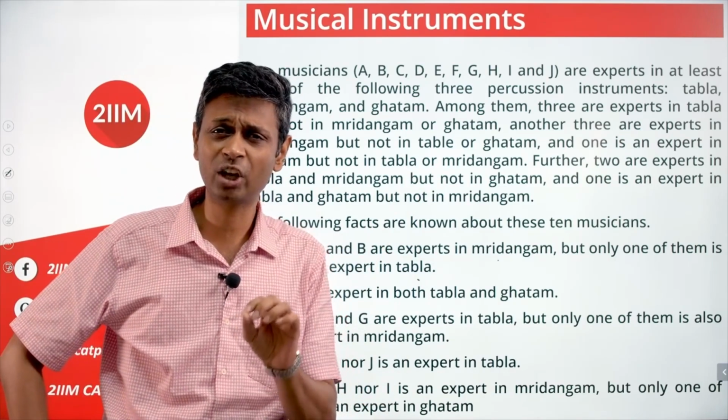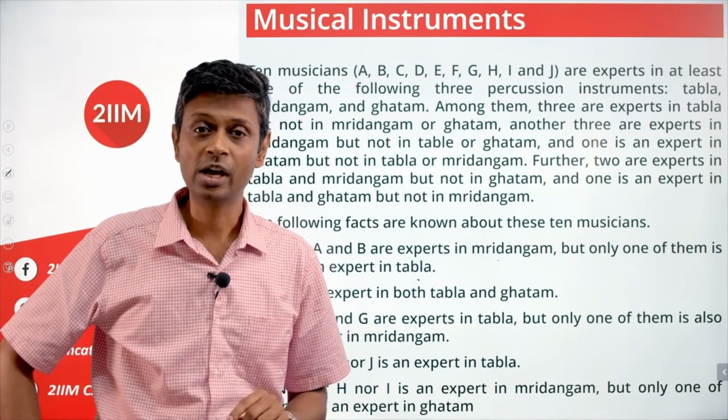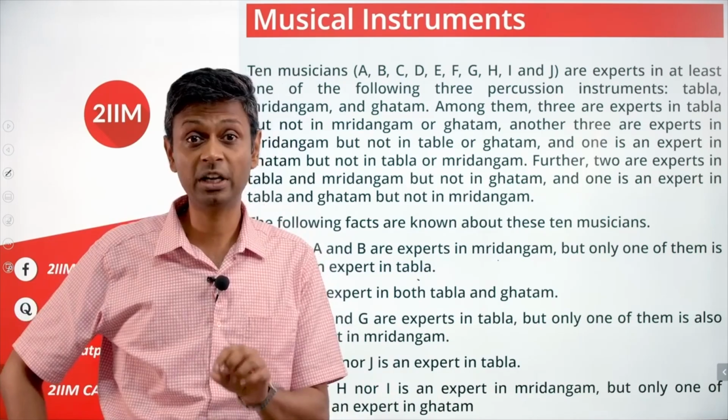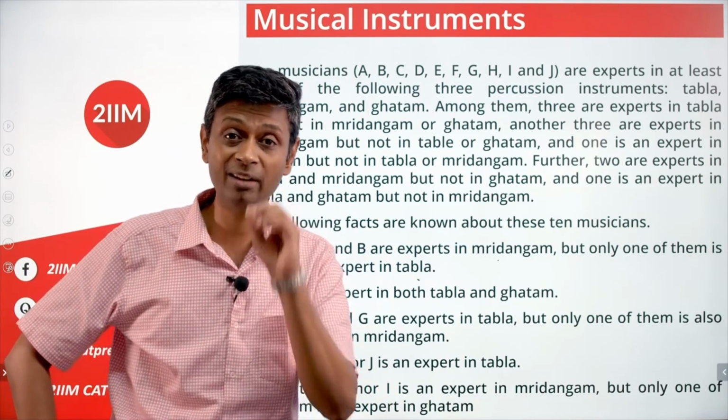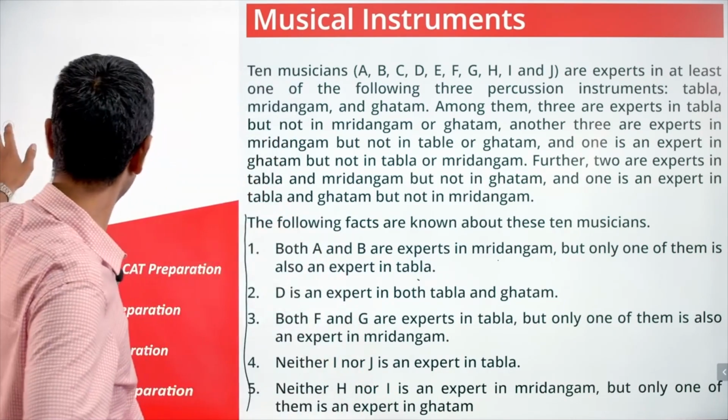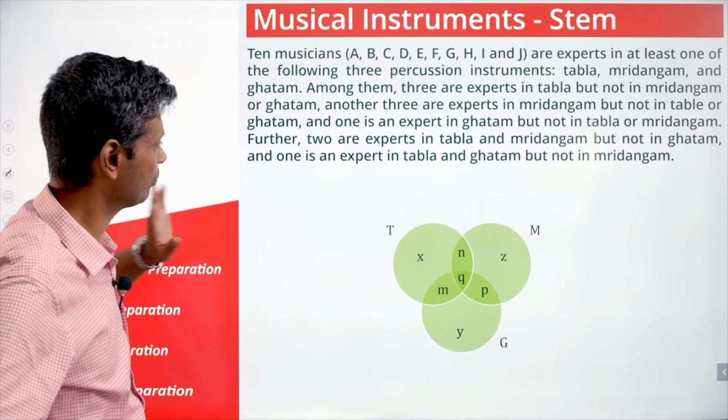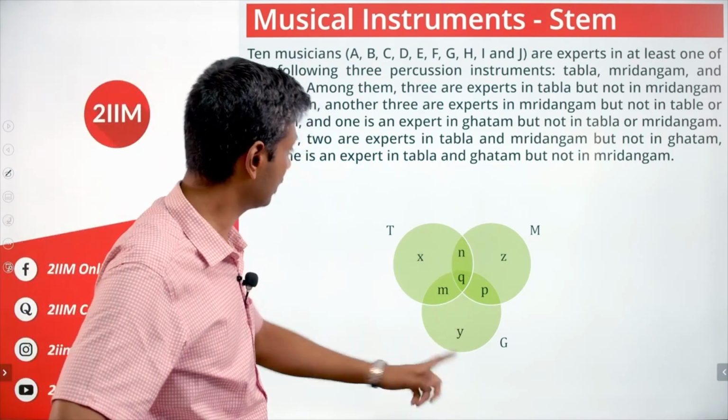This is like a classic Venn diagram set. Only instead of just dealing with numbers and A intersection B, the number of elements in that, we're going to put elements inside them. So let's first put the numbers part, then we'll go to the elements part. And so tabla, mridangam, ghatam.